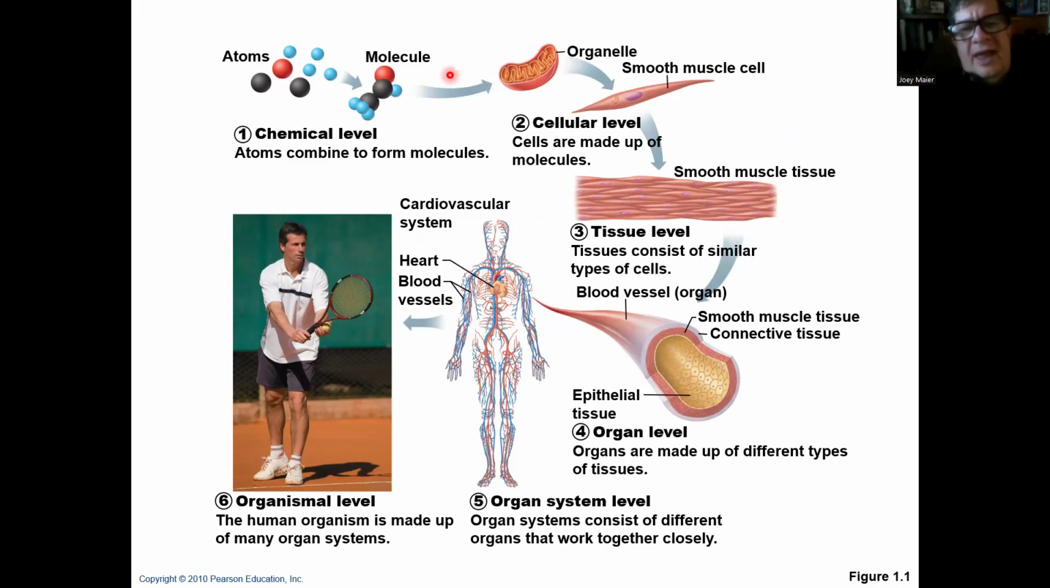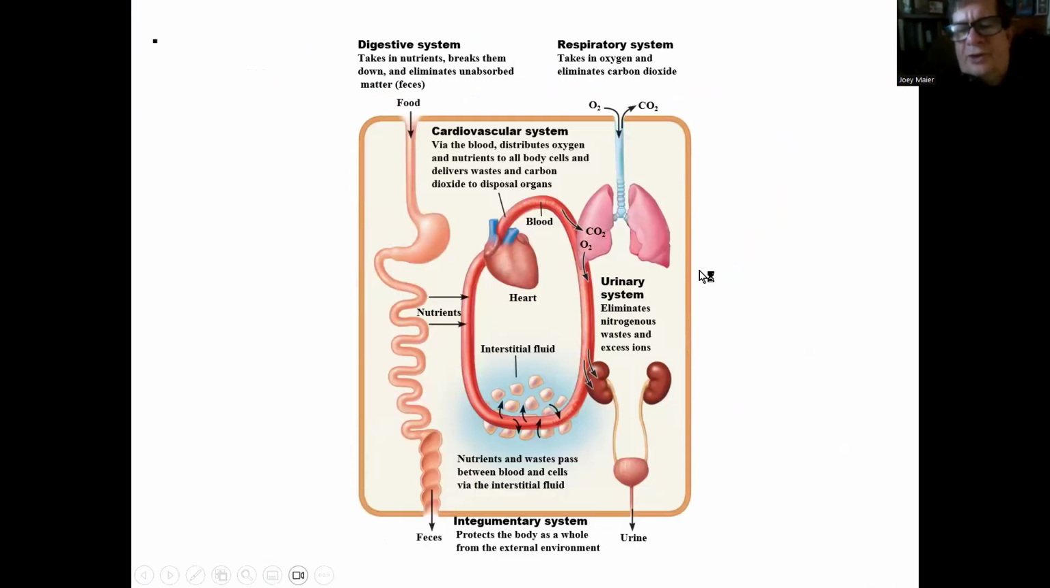So here we have cells. This one was a muscle cell making muscle tissue, and the tissue is used to make organs like this blood vessel. That's part of the cardiovascular system, which carries blood through the body of the organism, like the human in this case. All right, and those systems in an organism, they all work together.